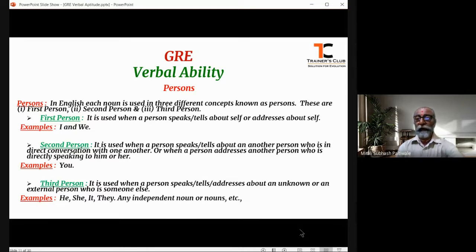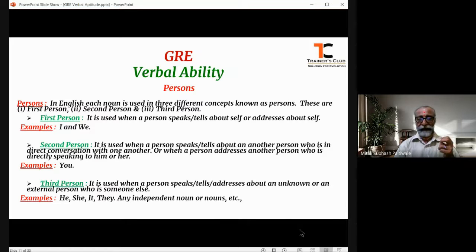So, the nouns which are used in first person, means when a person is telling about himself or herself, or talking about himself or herself, that we call first person, right? So the pronouns that are used in first person are I in singular form and we in plural form.